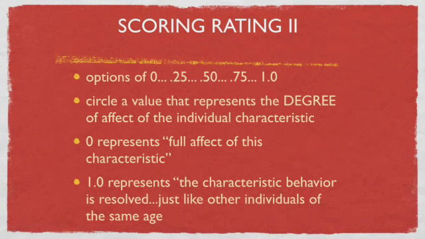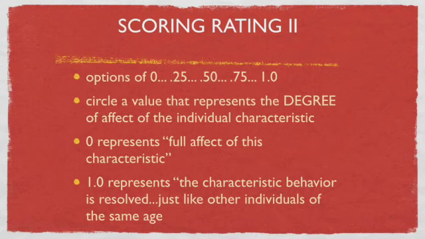The value can be 0, 0.25, 0.5, 0.75, or 1. And we score each of these characteristics. So let's say it's a characteristic of movement. We would score that characteristic with a value of 0, 0.25, 0.5, 0.75, or 1, based on how resolved that particular characteristic is, knowing that 0 represents a full effect.